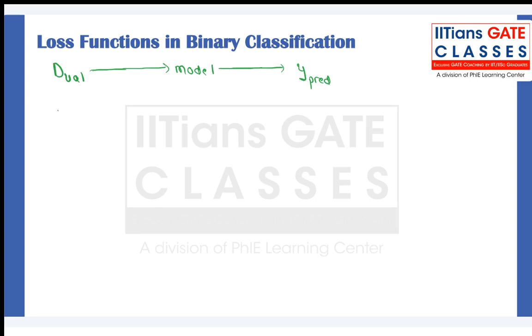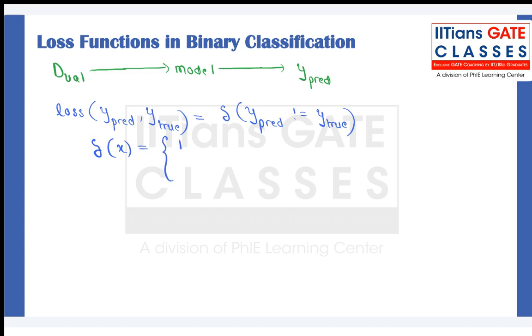So the loss function for a point ypred, given its true value, ytrue, is nothing but delta of ypred is not equal to ytrue. Now you might think, what is this? Hold on for a second, it's very simple. The delta function, delta of x, is 1 if x is true and is 0 if x is false.